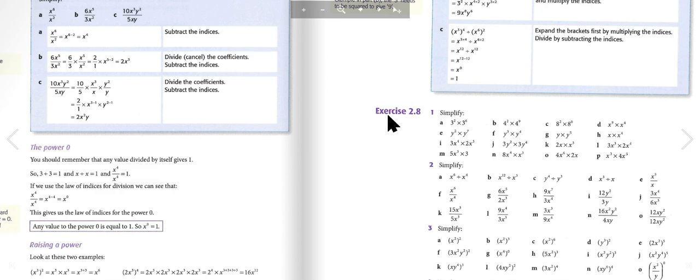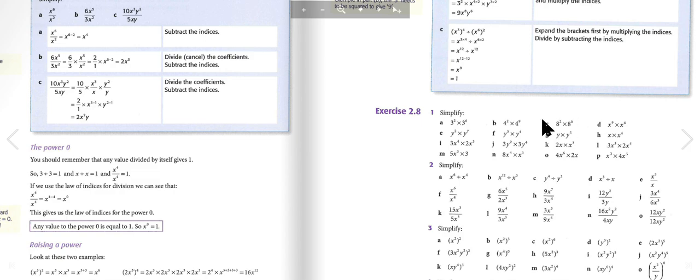Exercise 2.8. Question 1. Simplify. 3 squared times 3 to the power of 6. 4 squared times 4 to the power of 9. 8 squared times 8 to the power of 0. x to the power of 9 times x to the power of 4.